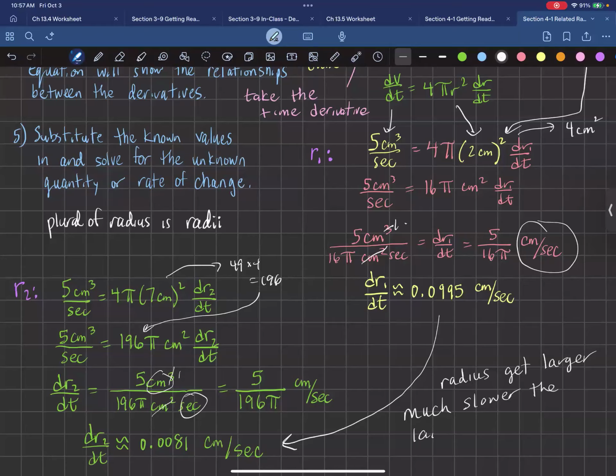The larger we start at, the slower it grows. Which makes sense. You've blown into a balloon, and it's easy to blow up the first part of the balloon, but next thing you know, you're puffing into it and it doesn't seem to be doing much.